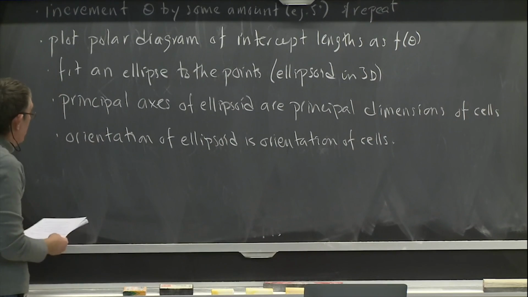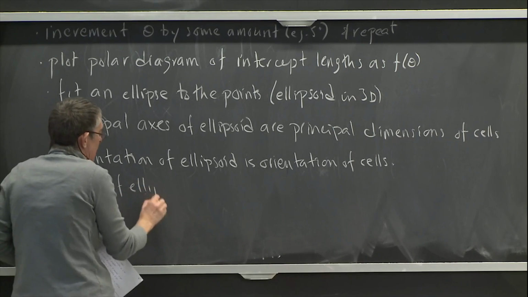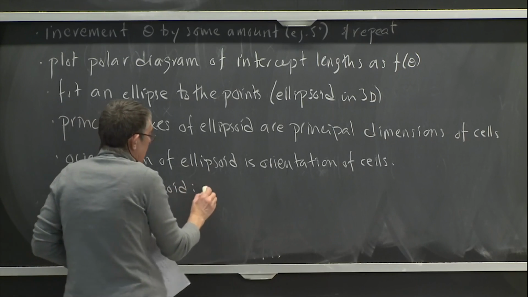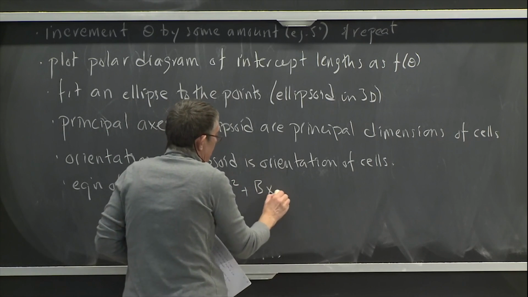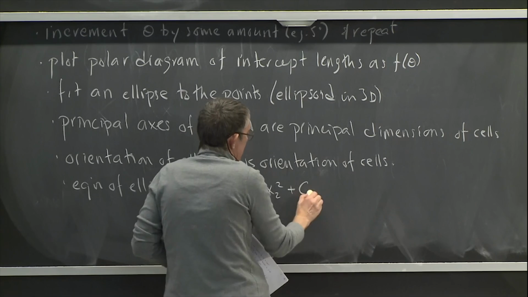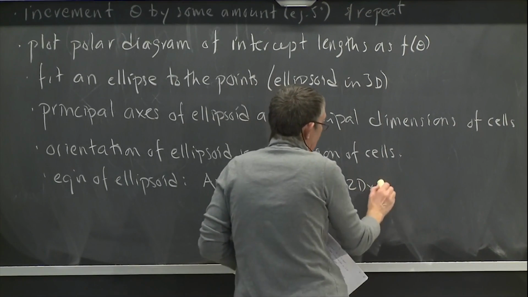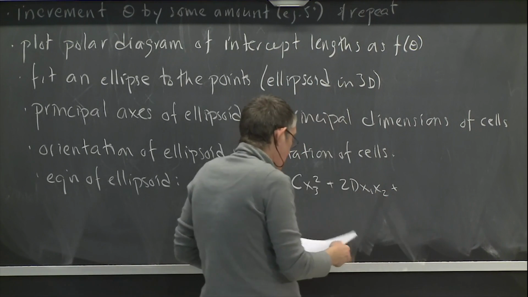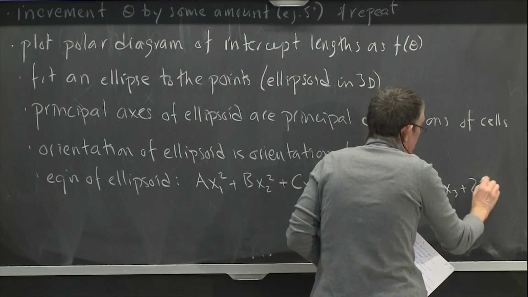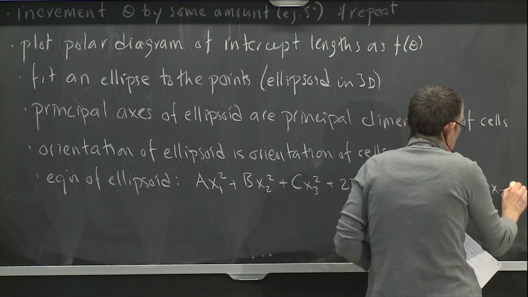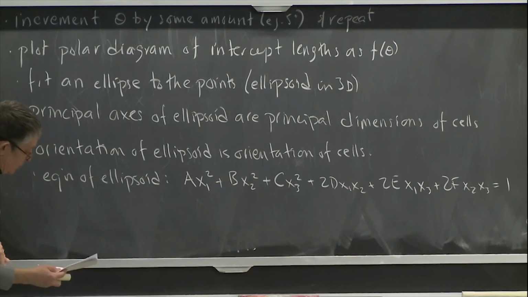And you can write the equation of the ellipsoid. It would be something like a x1 squared plus b x2 squared plus c x3 squared plus 2d x1 x2 plus 2e x1 x3 plus 2f x2 x3, and that would all equal 1. And you can write those coefficients as a matrix.